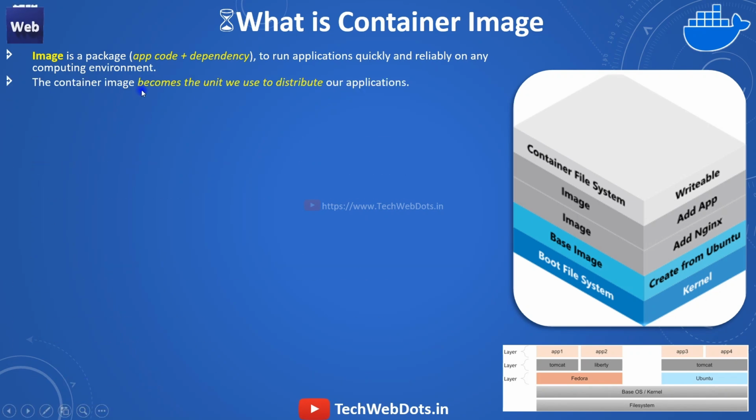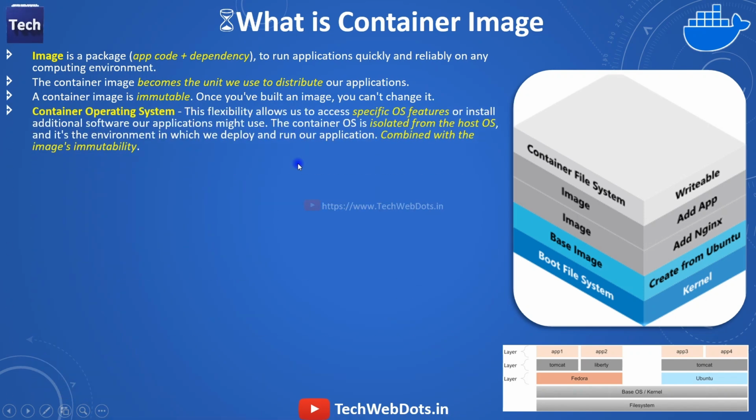So the container image becomes the unit we use to distribute our application. This is very important now: a container image is immutable. It means you cannot change it once it is built. Once you build an image, you cannot change it. And the container operating system gives us the flexibility to access specific OS features or install additional software our application might use within the container.